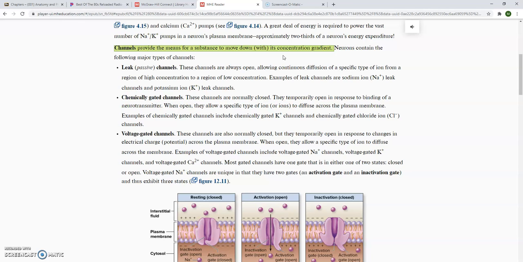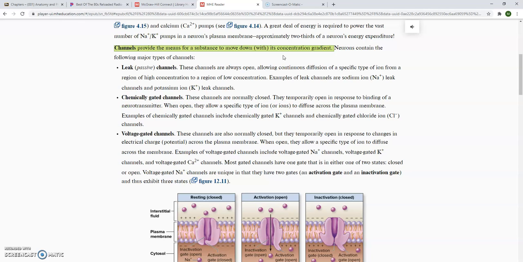All right, so the leak channels, the majority of them are open all the time. And that's probably why they call them leak. So ions will move through them all the time. It's kind of a leaky faucet. You just have ions trickling through them all the time because almost all of them are always open.